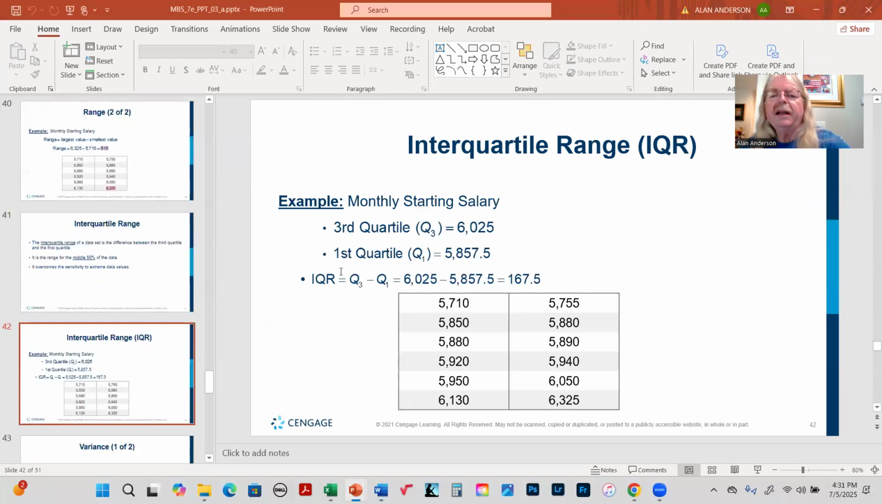Here they went ahead and calculated the quartiles, which we did the other day. They just calculated literally the difference between the third and the first quartile, and you can see the difference is 167.50.